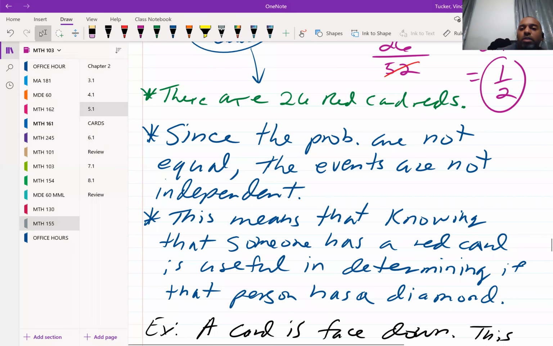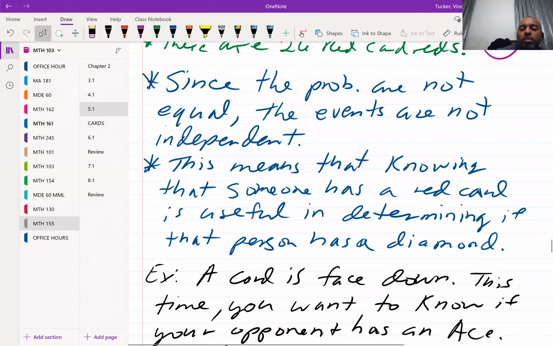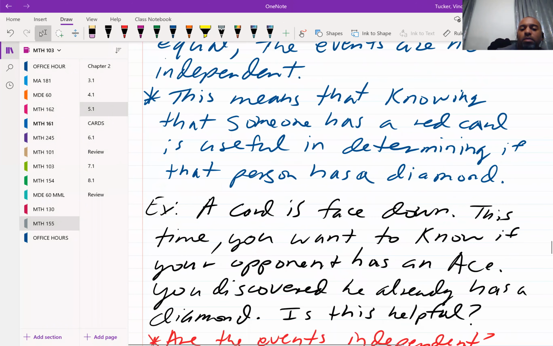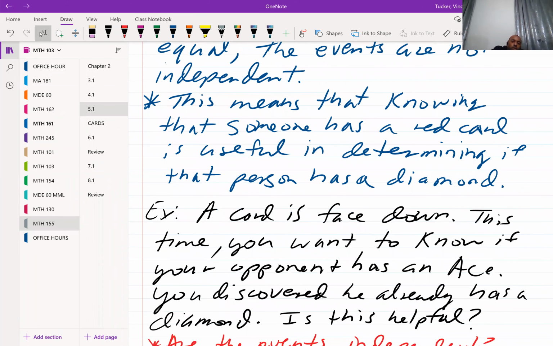Can I scroll up? So this one, I think I wrote better. A card is face down. This time you want to know if your opponent has an ace. You discover he already has a diamond. Is this helpful?